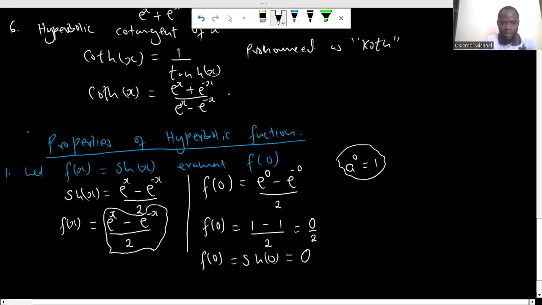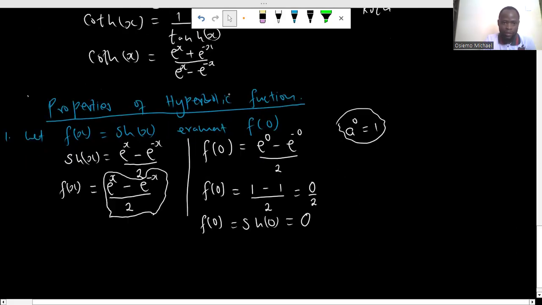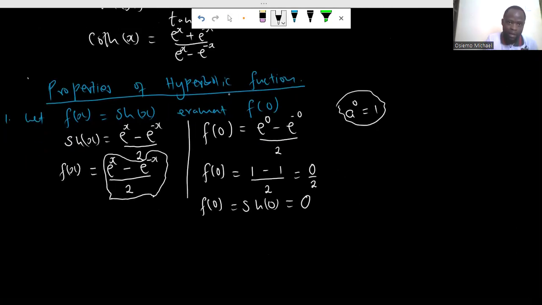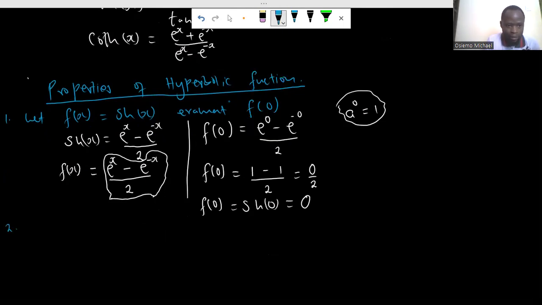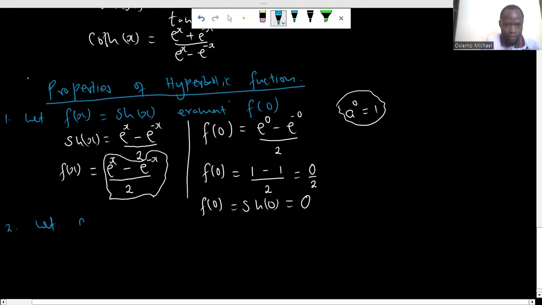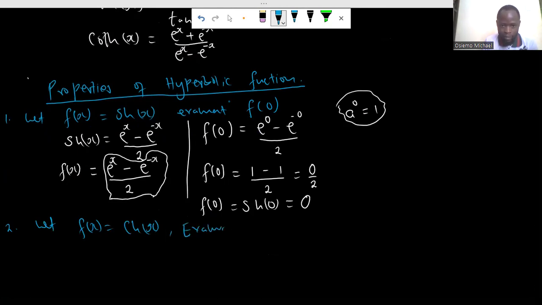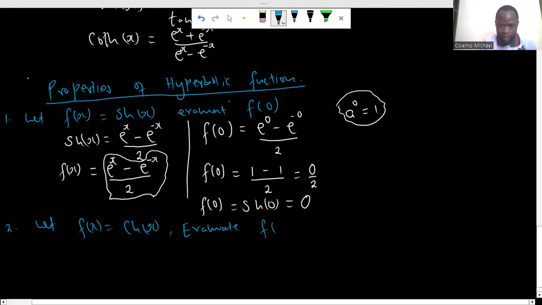So suppose maybe it is the cosh of x. Case number 2, maybe you can have, let f of x be equal to the cos hyperbolic of x. Evaluate f at 0.